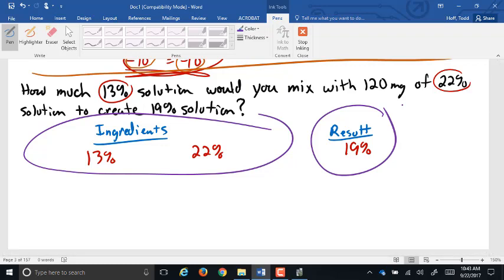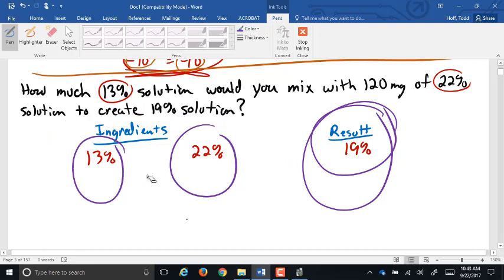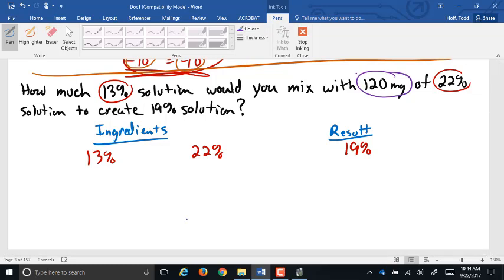Now, the next thing we have to deal with is the amount, whether it's a volume or a mass. In this case, I use milligrams, so it's a mass. The two amounts have to add up. The amount of the first ingredient plus the amount of the second ingredient has to equal the amount of the result that we're going to have. So what amount do we have in this problem? The 120. Which concentration does that go with? The 22%.